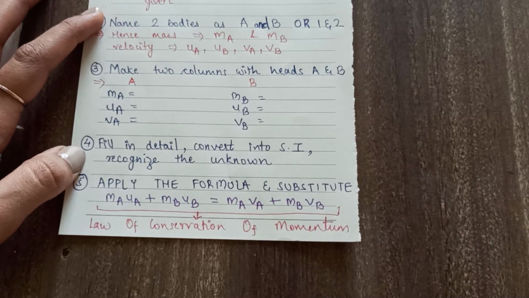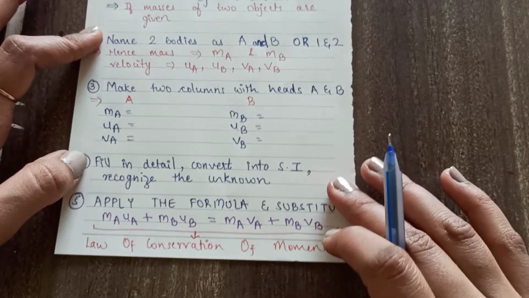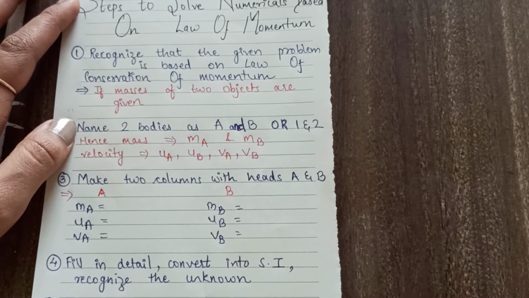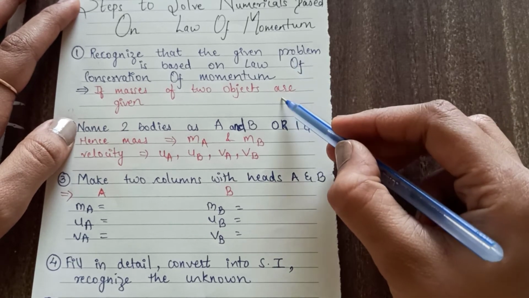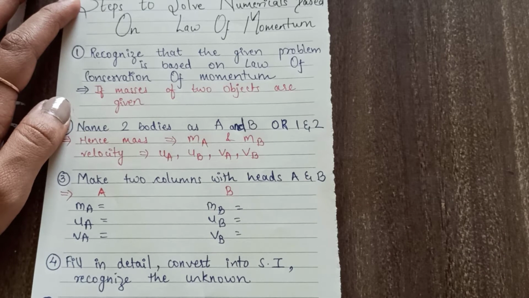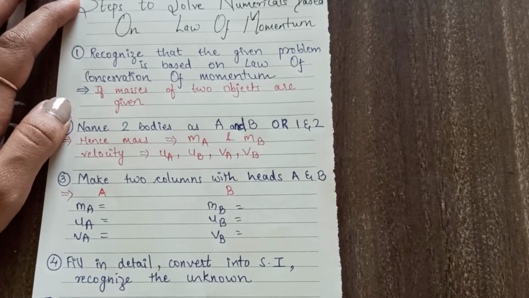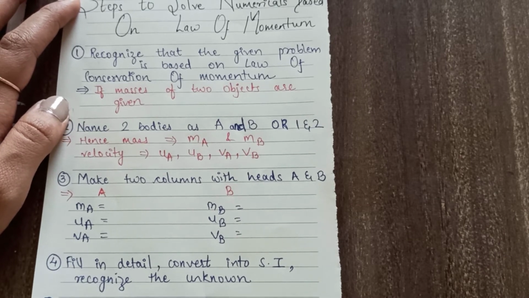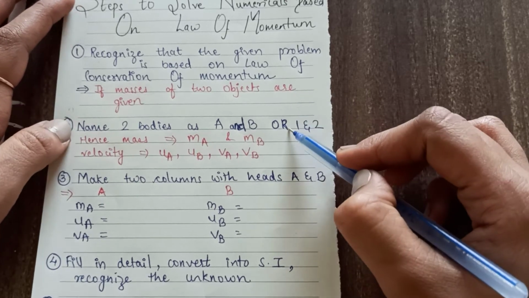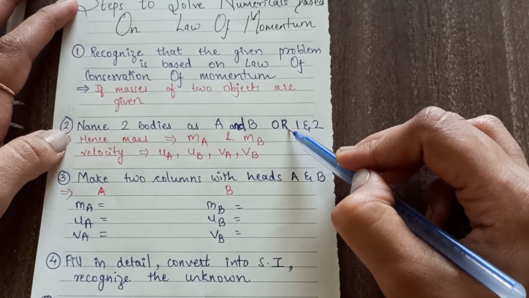Whenever we use a formula, we have to calculate certain unknowns. The basic thing to recognize whether a question is based on the law of conservation of momentum is if there are two masses of two different objects given in the question. Once you recognize that, you start solving your question. How do we do that?